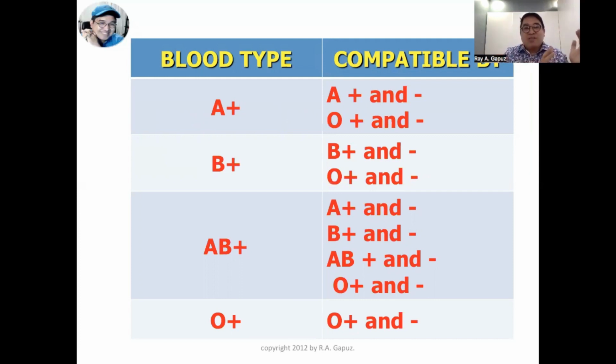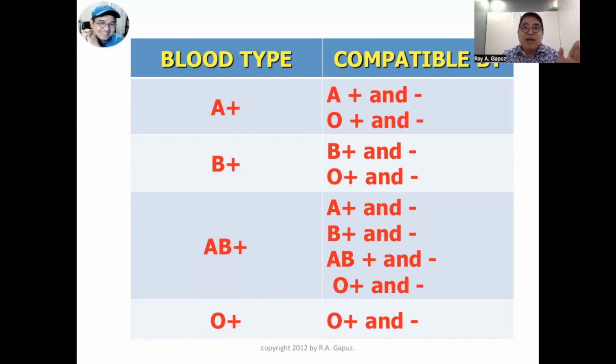So if the patient has a blood type B positive, the patient can be given B positive and negative, O positive and negative blood. If the patient has AB positive blood, the patient can be given A positive and negative, B positive and negative, AB positive and negative, and O positive and negative. In other words, the patient with blood type AB is the universal recipient, whereas a patient with blood type O positive can only receive blood type O positive and O negative. Okay, let's take a look at the other way around.